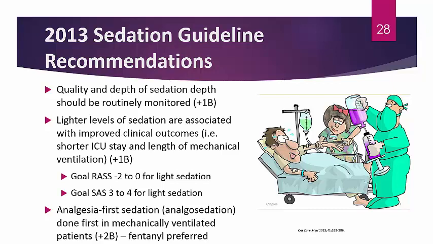In terms of what agent you use first for sedation, particularly continuous sedation, analgesia-first sedation, which is also known as analgosedation or A1 sedation, should be done first in mechanically ventilated patients. And that's a positive 2B recommendation. That's not as strong as the other recommendations we just talked about. And we said earlier that fentanyl is preferred because it has less histamine release, less risk of hypotension, and less risk of respiratory depression, though remember those things can still happen.